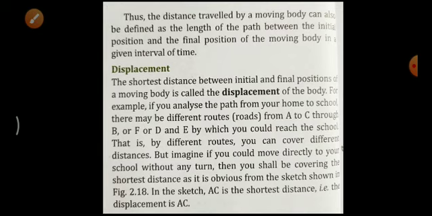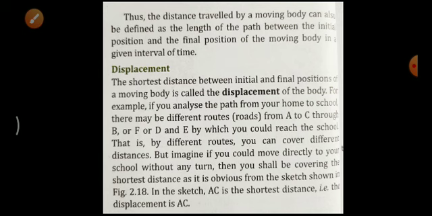Okay, but the displacement, the shortest distance between initial and final positions of a moving body, is called the displacement of the body. This one is the definition of displacement. So for example, if you analyze the path from your home to school, there may be different routes or different paths which we need to follow. Yes? So from A to C, through B also we can go, through F also we can go, through D also, and through E also, by which we can reach the school. That is, by different routes you can cover different distances. If we are following different routes, then we must cover different distances also.